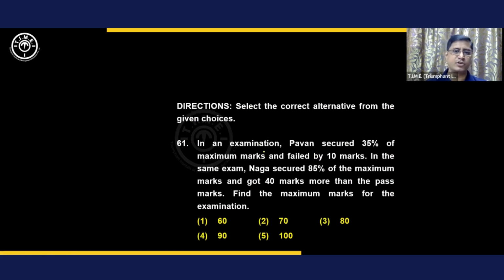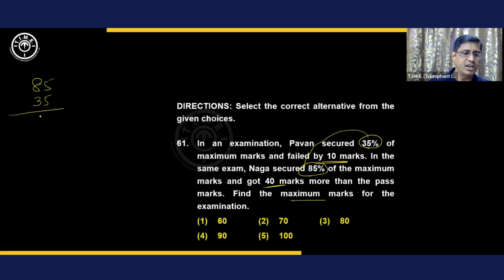Now look at the next set of questions. In an examination, Pawan scored 35% of the maximum marks but failed by 10 marks. Whereas in the same examination, Naga secured 85% of the marks and got 40 marks more than the pass mark. What is the maximum marks? Dear student, one got less than the pass mark, other got more than the pass mark. Just observe the percentage change. 85% and 35%. What is the change here? The difference is equal to 50%.